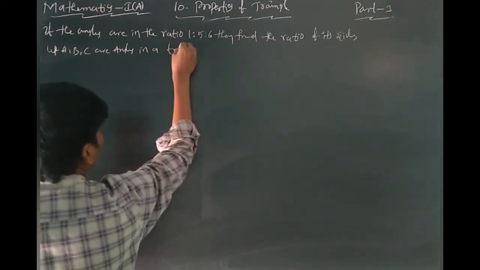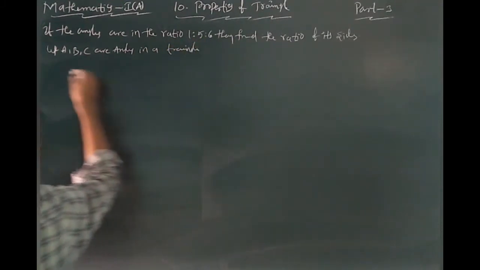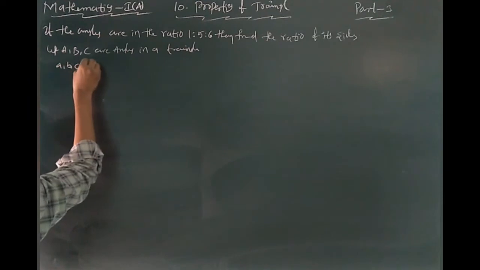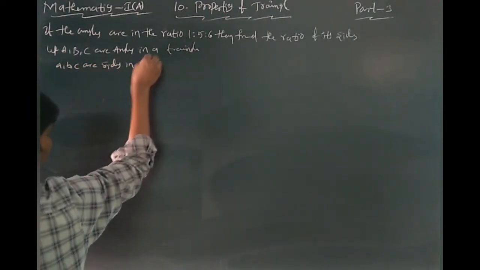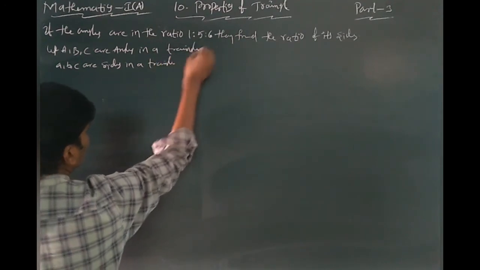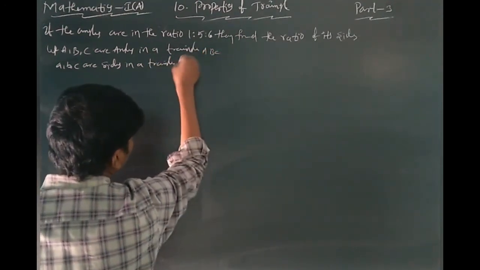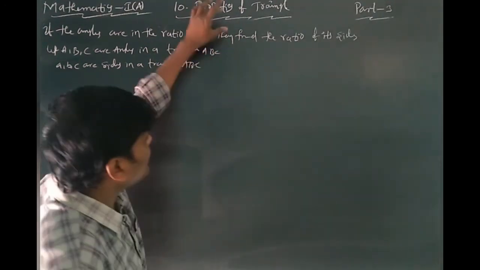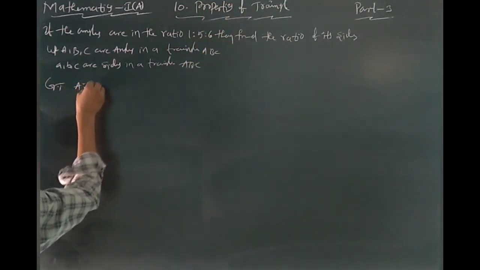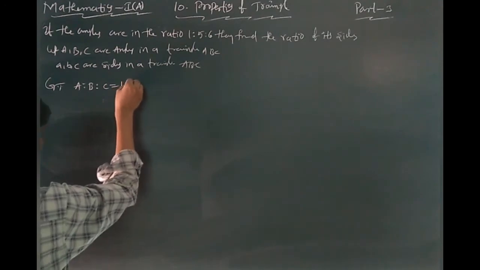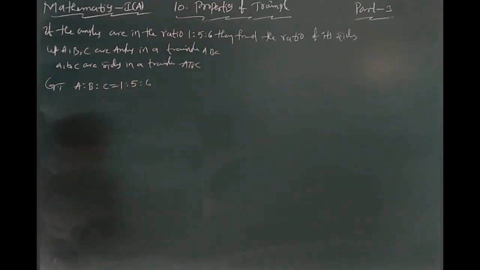Angles in a triangle. Similarly, small a, b, c are sides in a triangle ABC. Here is triangle ABC, this is also a triangle ABC. Here the ratio is given. Given that the ratio of these angles A is to B is to C equals 1 is to 5 is to 6.